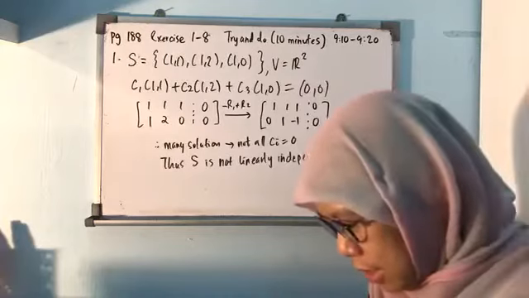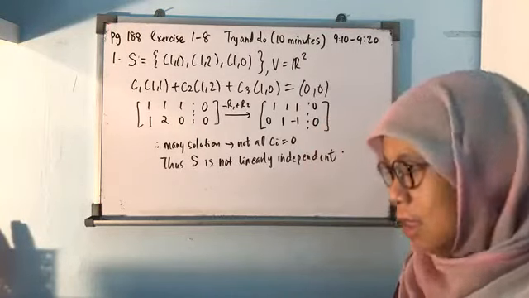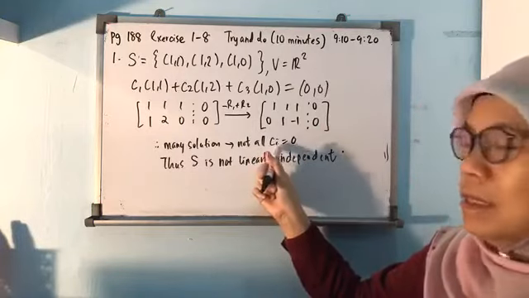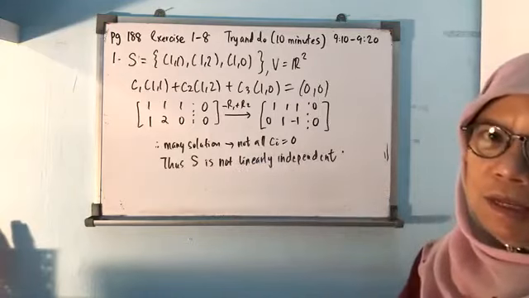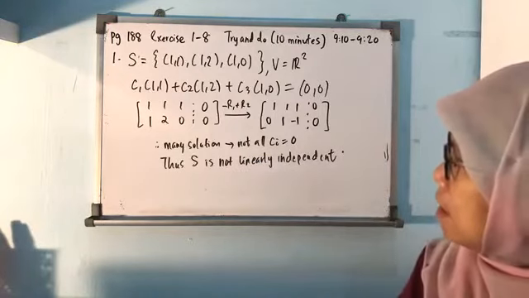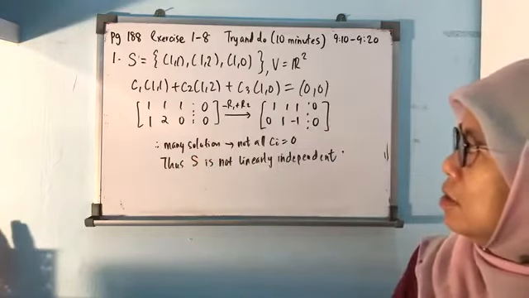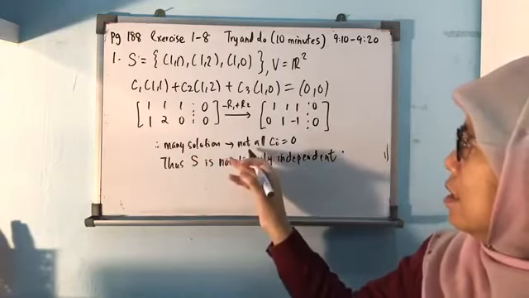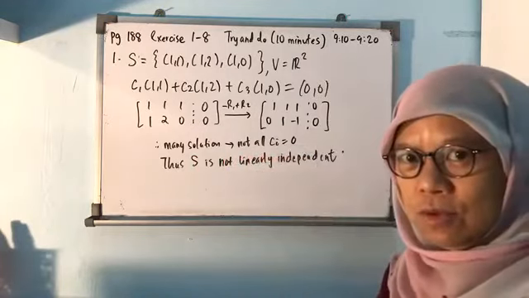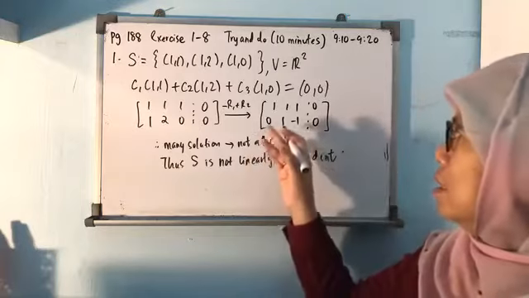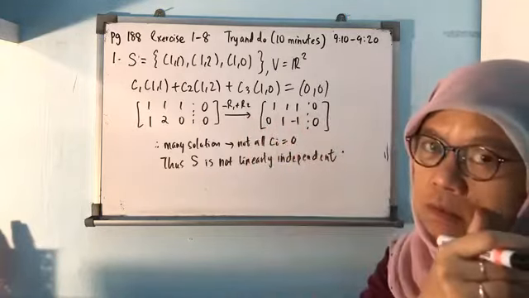The question is, decide whether S is linearly independent or not. So this means dependent. Dependent means not linearly independent, right? You don't have to write what C is, because we just need to know whether all Ci is 0 or not all Ci is 0. So you don't have to write what the free variables are, what C1 is, what C2 is, okay?